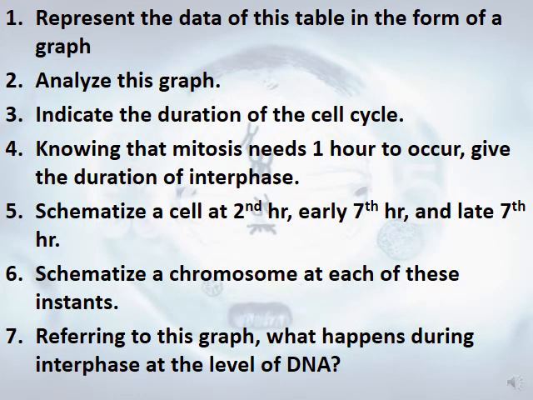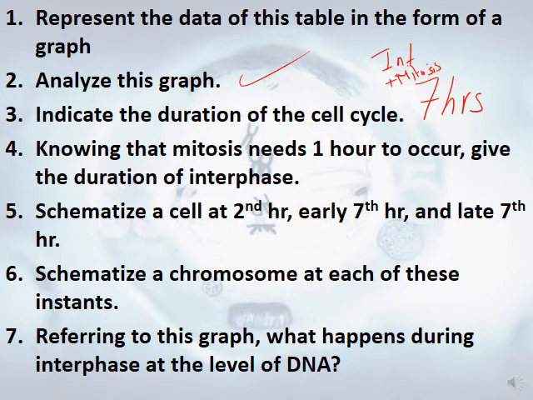All of you know that the duration of the cell cycle is the duration of interphase plus the duration of mitosis. So here, we present the data in the form of a graph, so you have to draw the graph. Number 2, analyze this graph. Already we did the analysis. Indicate the duration, it will be 7 hours. This 7 hours includes the interphase plus mitosis. So you have to be careful.